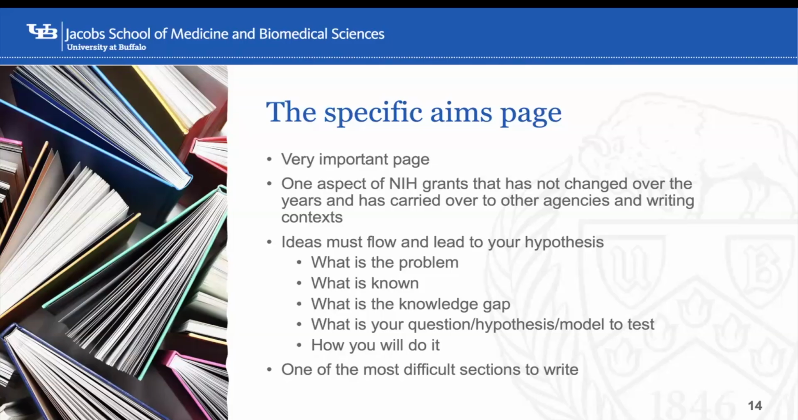So if you have a very solid page, it makes your writing a lot easier. This is why a lot of people tend to write the Aims page first and have it really narrowed down and nailed down before they dive into the full proposal. Also, focusing on that Aims page and trying to write it can give you a sense of what the holes are in your project.